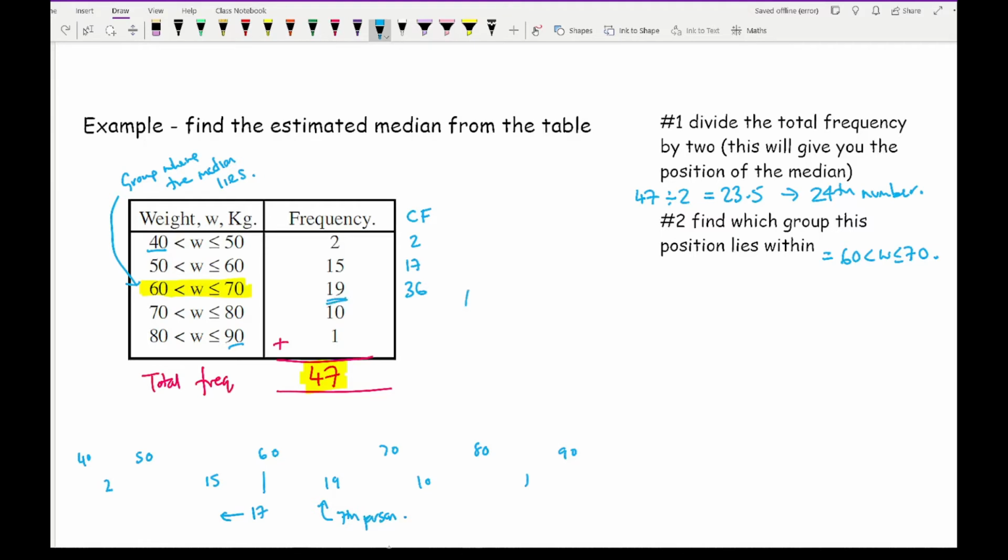So what I then need to do for step 3 is, and again, let me just emphasize, I need the 7th person in this group. So 36 take away 24 equals 17. So 24 minus 17 equals 7. So that's the 7th. I need the 7th person. So for this, what I then need to do is use this formula. I need to do the class width divided by the frequency of that group.